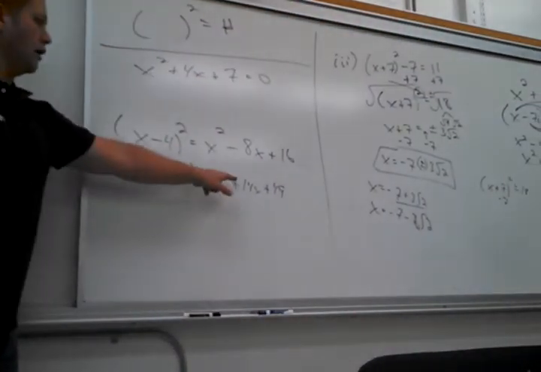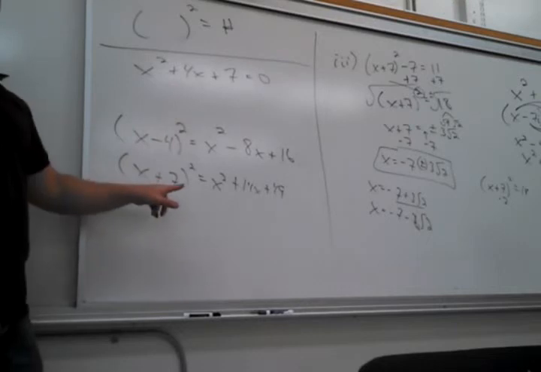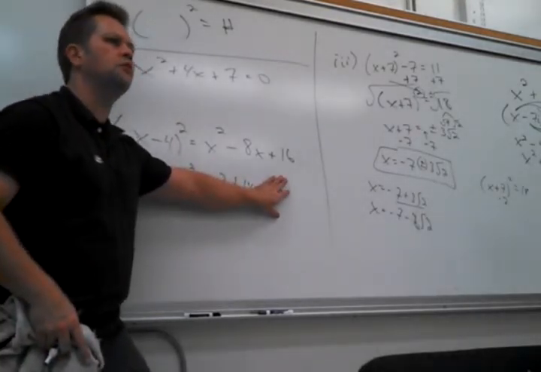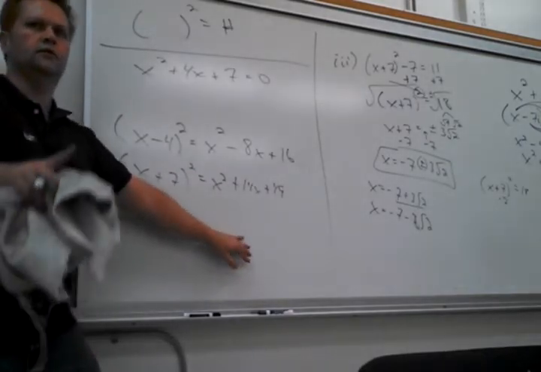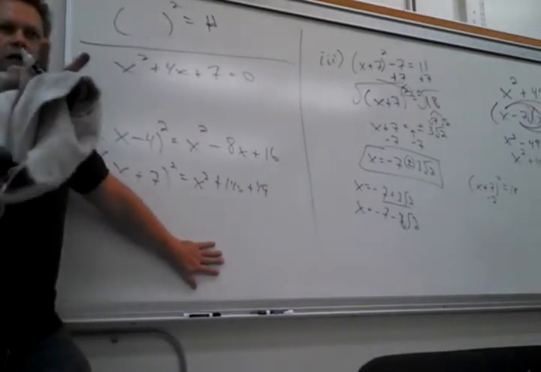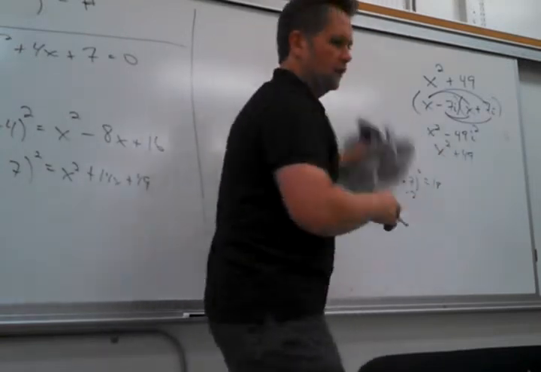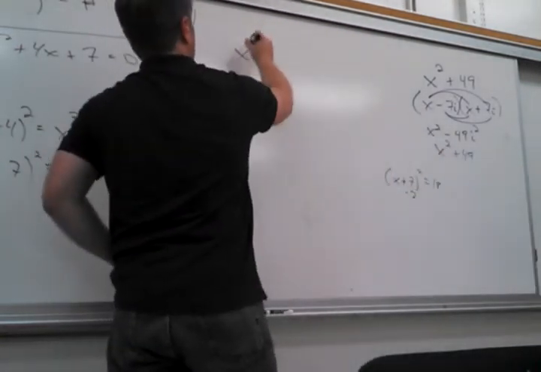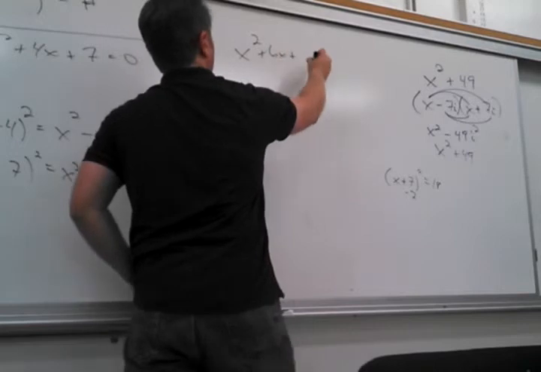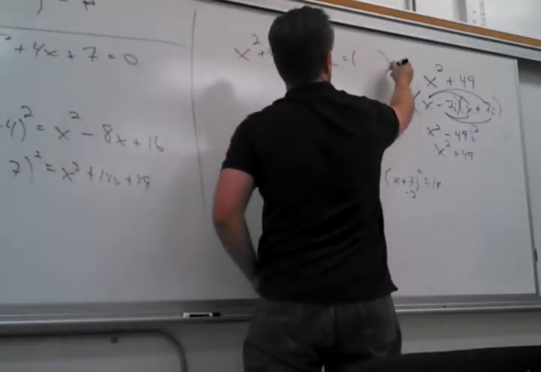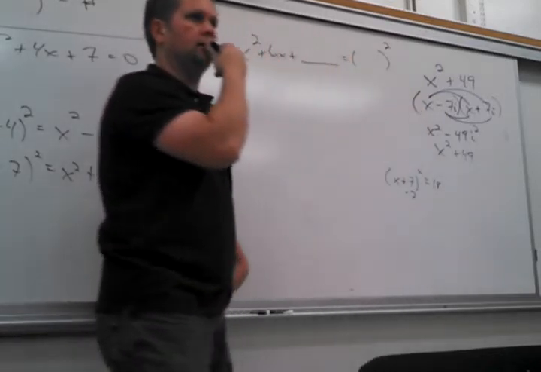So what that means is, now I want to go the other way. I want to start with something that's missing something and figure out what to put there so I can do it like this. This is what I'm saying. If I had x squared plus 6x, my purpose is to figure out what to put here so that it will become something squared like that.